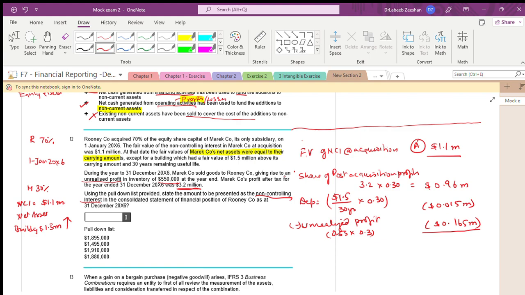0.96 minus 0.015 minus 0.165 comes to 0.78. This is B.